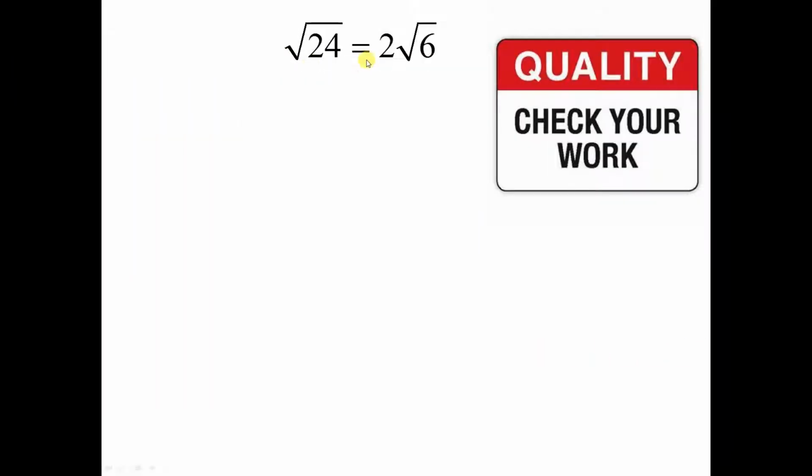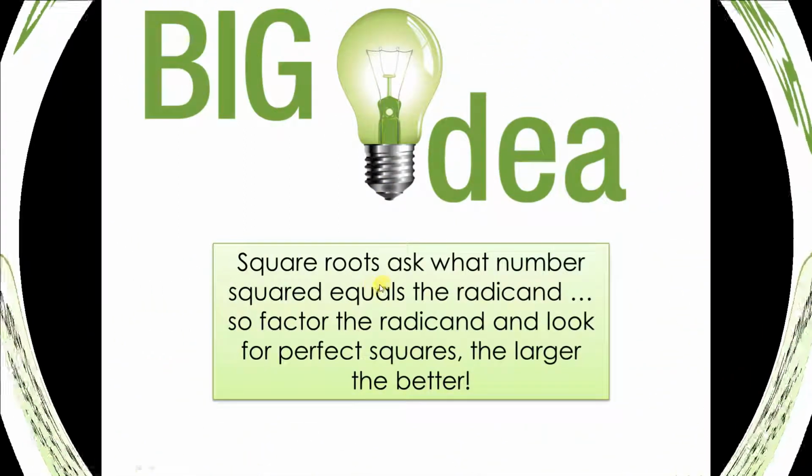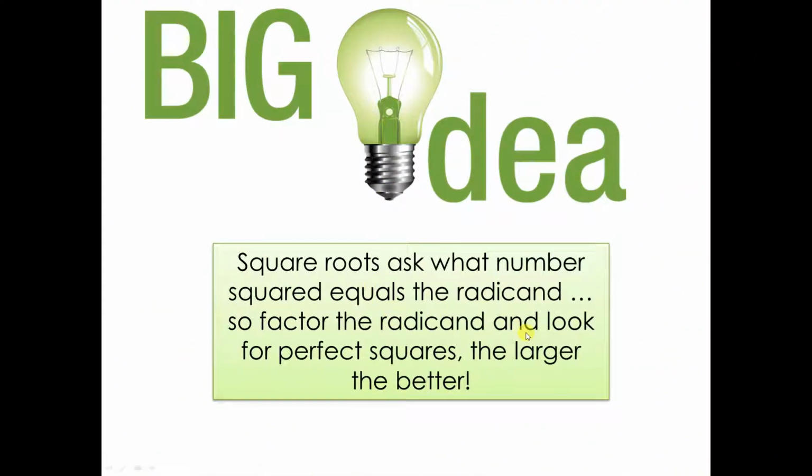This will be true. The square root of 24 will equal 2 times the square root of 6 if 2 root 6 times itself equals 24. Now again, we're not talking about equaling the square root of 24. We're talking about equaling the radicand 24. The order in which you multiply numbers doesn't matter. There's the commutative property. So 2 times 2 and the square root of 6 times the square root of 6. That's how we're going to do this right here. So 2 times 2 is 4. The square root of 6 times the square root of 6 is the square root of 36, which is, of course, 6. 4 times 6 is 24. And there we go. See? 2 root 6 times 2 root 6 equals 24. So this is absolutely correct. The big idea, once again, square roots are asking what number squared equals a radicand.